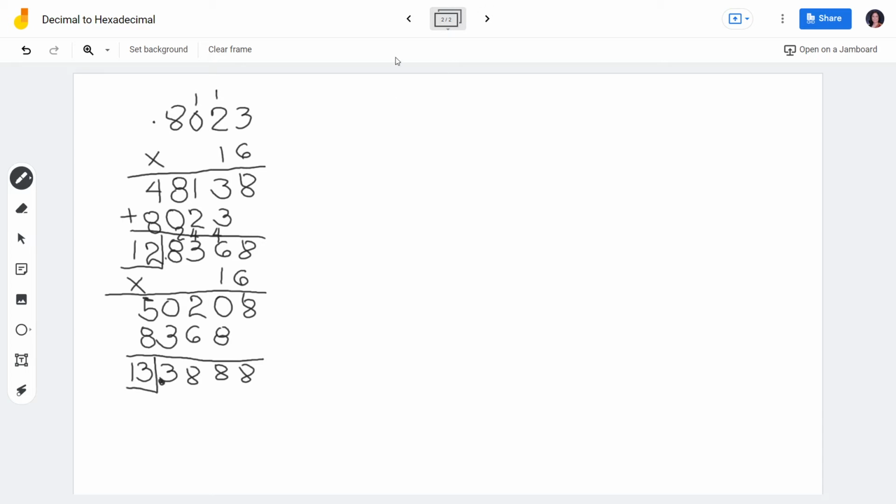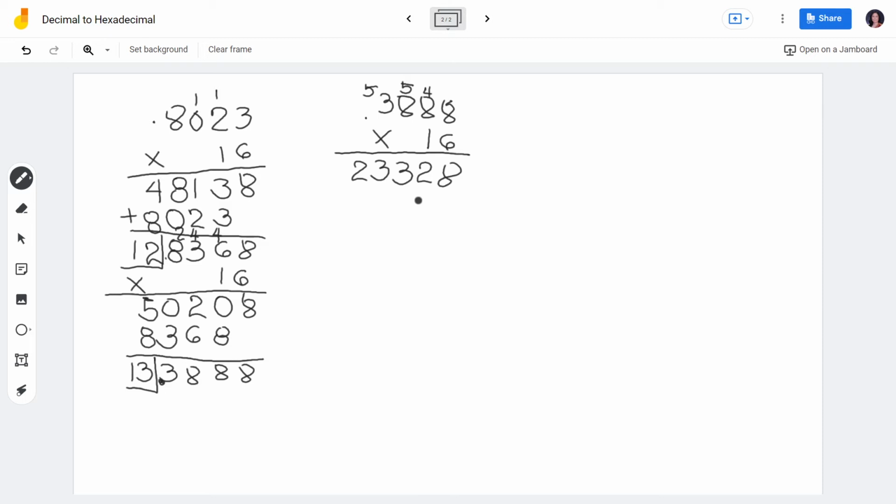Okay, next is 3, 8, 8, 8 times 16. So 8 times 6 is 48. 8 times 6 again is 48, plus 4 is 52. Then 8 times 6 is 48 plus 5 is 53. And then 6 times 3 is 18 plus 5 is 23.